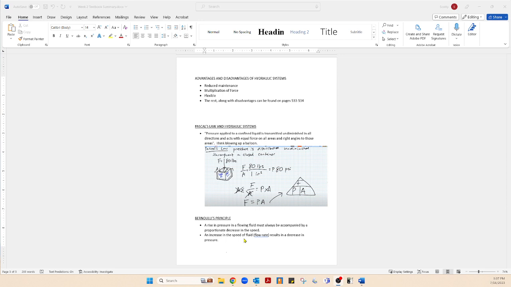I don't want to go any further. Tired of talking. That was pretty quick, but you got a real good peek at force multiplication. You got a good idea of Pascal's law, and there's a little bit that you've gained from Bernoulli and his principle.